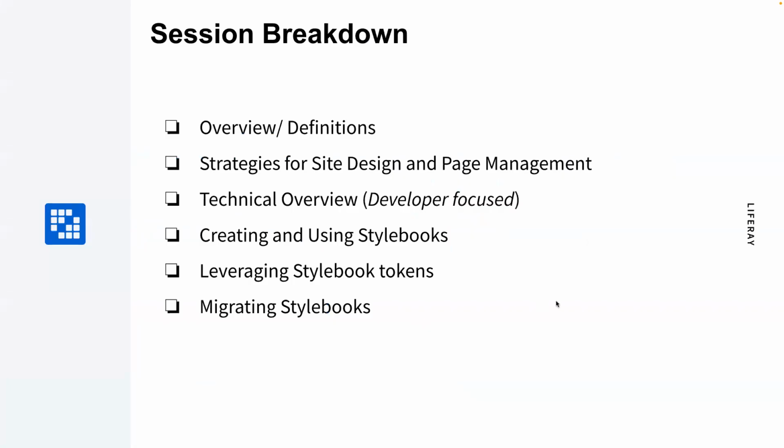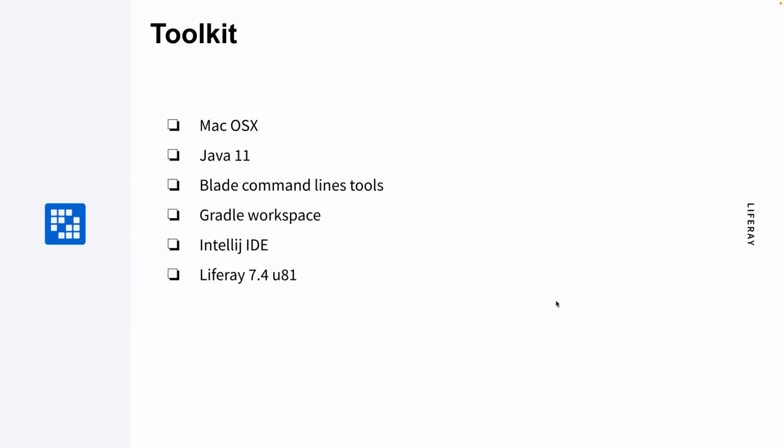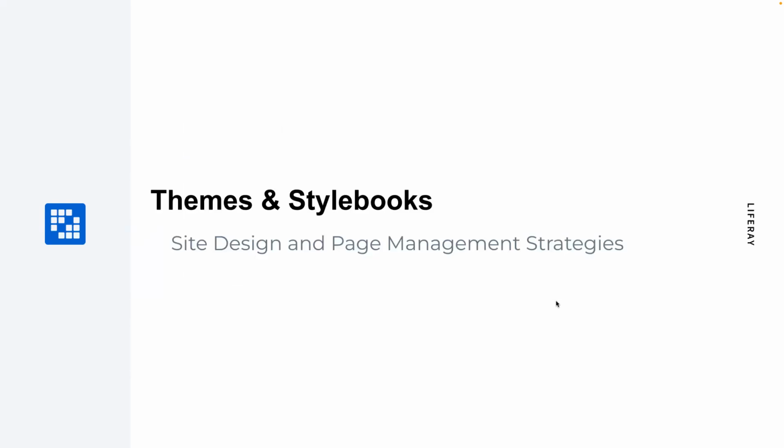This is the session breakdown that we're going to look at. We're going to look at a little bit of an overview of Stylebooks and some definitions. We're going to look at some strategies for site design and page management. I'm going to do a technical overview briefly of the tokens, the JSON file, and how you would develop those, and how they are part of the theme. We're going to look at creating and using Stylebooks, and of course, leveraging the tokens. And then also at the end, how you would migrate them through the landscape. This is the standard toolkit I've been using in my environment. And so let's go ahead and get started.